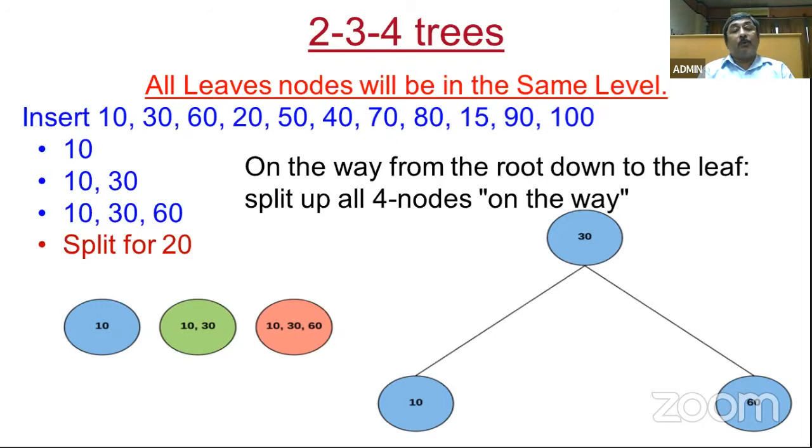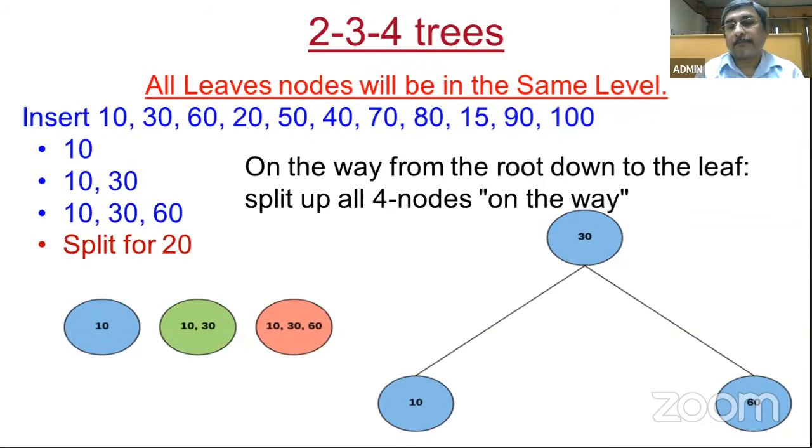Now, the moment you go for inserting 20, the idea is not that I will insert 20 in an already full node. I mean, where will it be? 10, 20, 30, 60? Not allowed. Why not allowed? Because I can only have 2 node, 3 node, and 4 node. Therefore, a 4 node cannot have more than 3 data values. So I cannot have 4 data values in a particular node. Now, the moment I encounter a 4 node, I have to split it. And only after that, I will do the insertion.